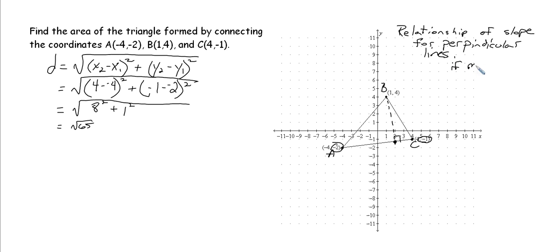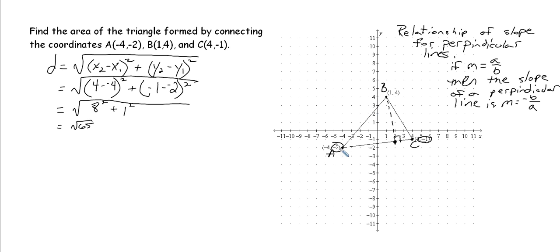If the slope is a over b for one line, then the slope of a perpendicular line is m equals negative b over a. So it's the additive inverse of the multiplicative inverse, or reciprocal. So you flip it and change the sign, is the way a lot of my students like to remember it.